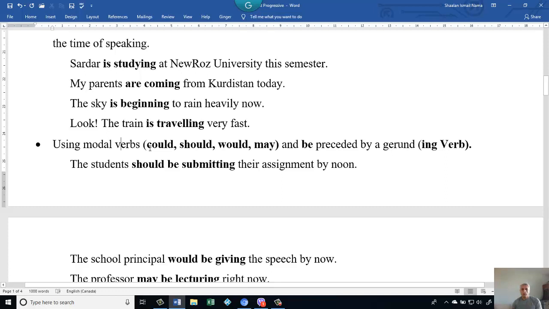Using modal verbs, could, should, would, may, we also add to it the root of the verb be, then followed by a gerund, the ing form. Then we could say, the students should be submitting their assignment by noon. Here there is a modal, but sometimes it acts as the present continuous. After the modal we have the root of the verb, be, then the verb with ing form. Then we continue with the rest of the sentence.